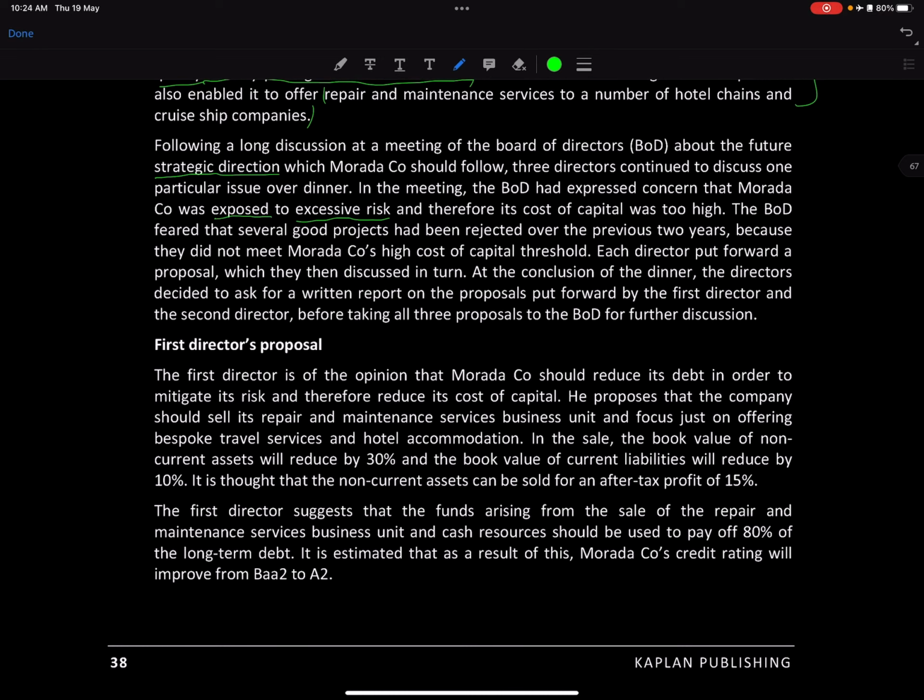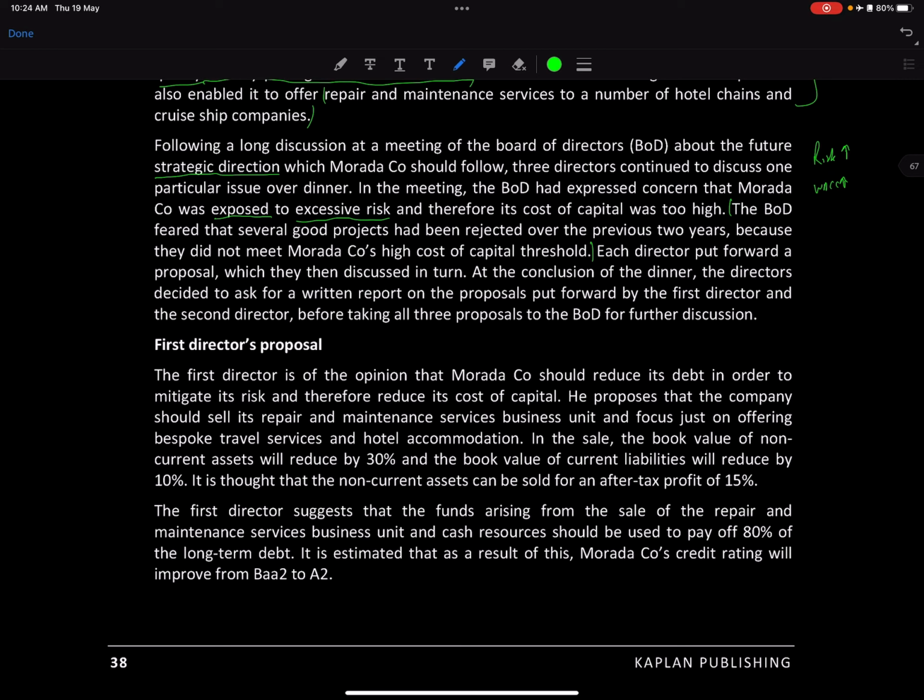So therefore, its cost of capital was high, because when the risk increases, of course all the investors demand more, right? WACC is high. So the BOD feared that several good projects had been rejected over the previous 2 years because they did not meet Morada's high cost of capital threshold. Okay, why does this normally happen? Why do you think so?